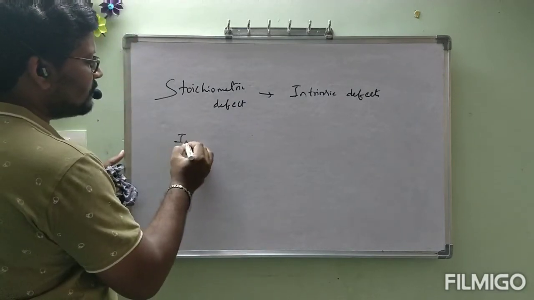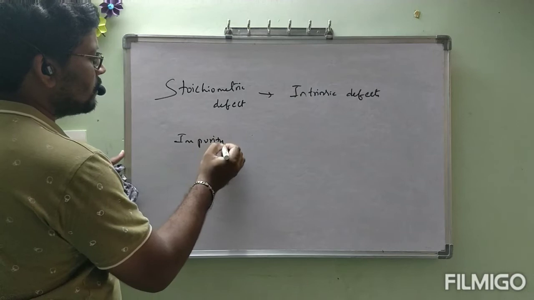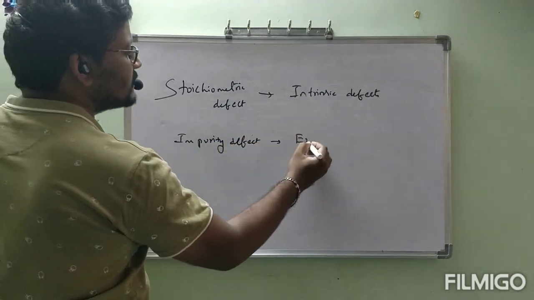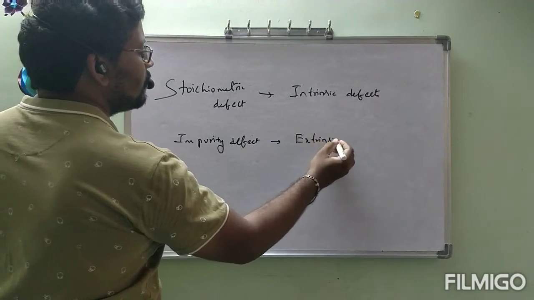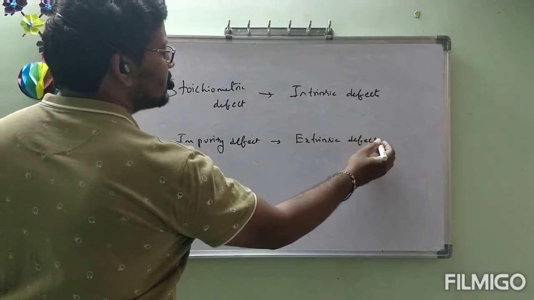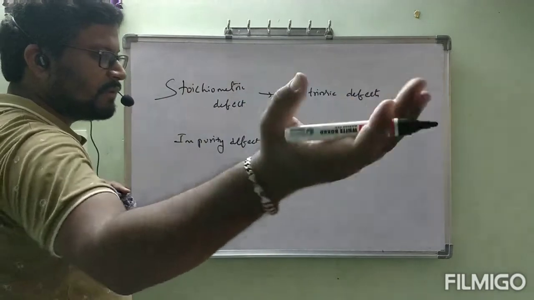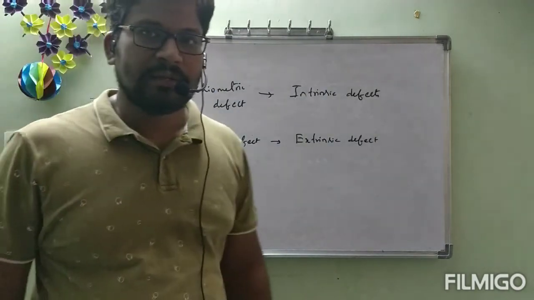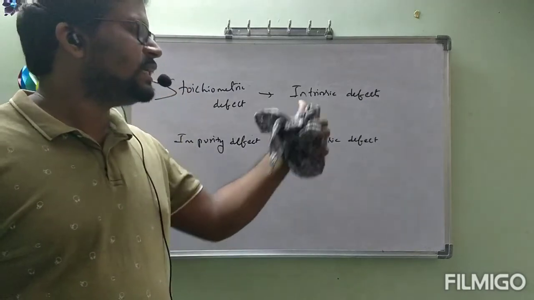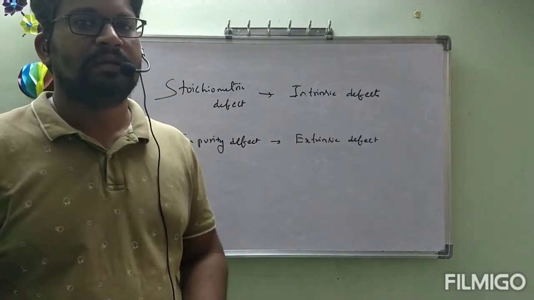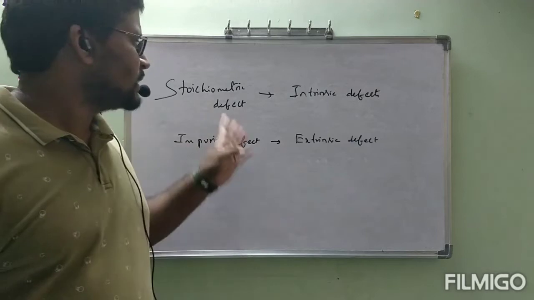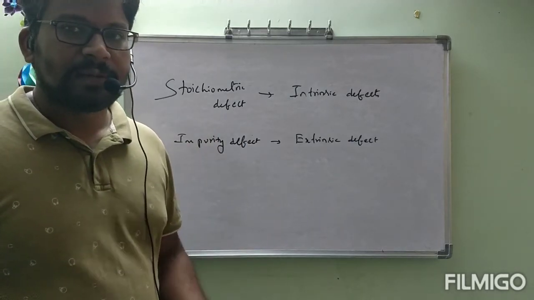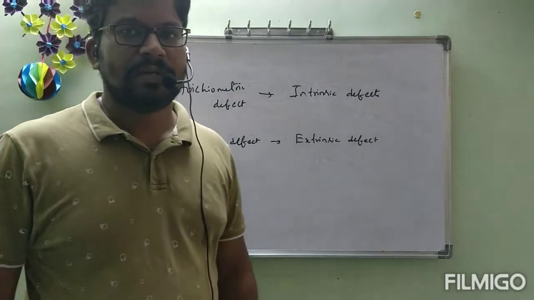Now, impurity defect is called extrinsic. What is meant by extrinsic? We are getting the strontium ion from outside. That is extrinsic defect. This is intrinsic defect. These are the other names. This is about examples. Now we are left with non-stoichiometric defects.